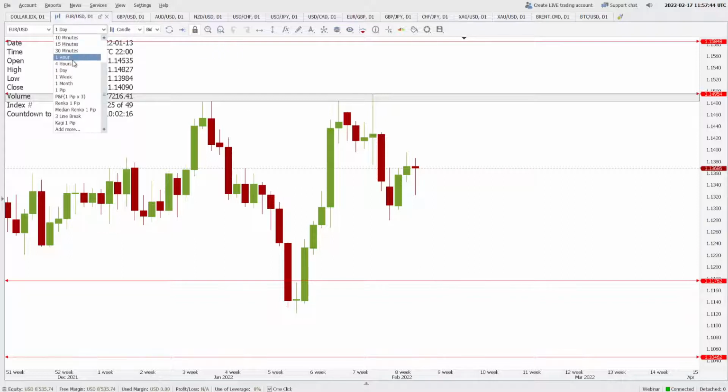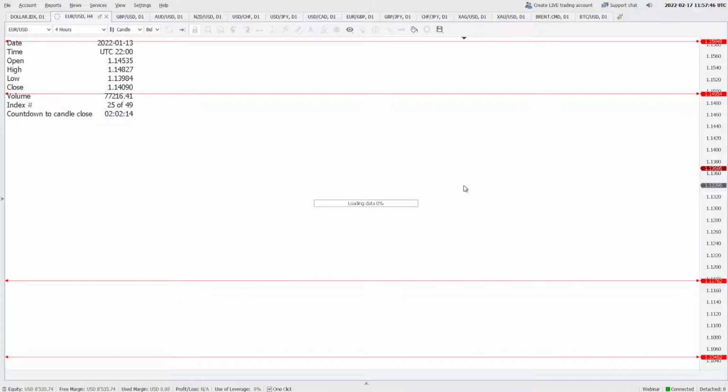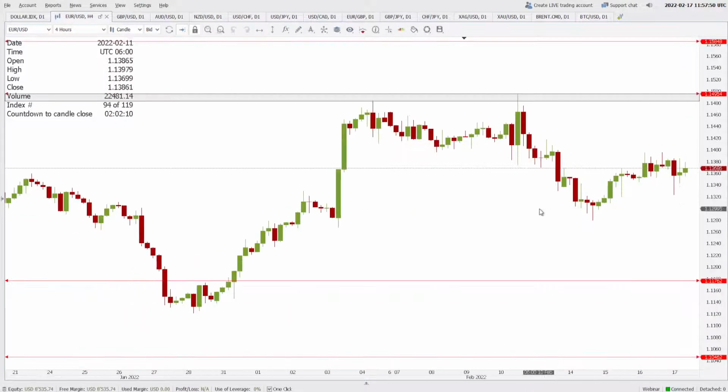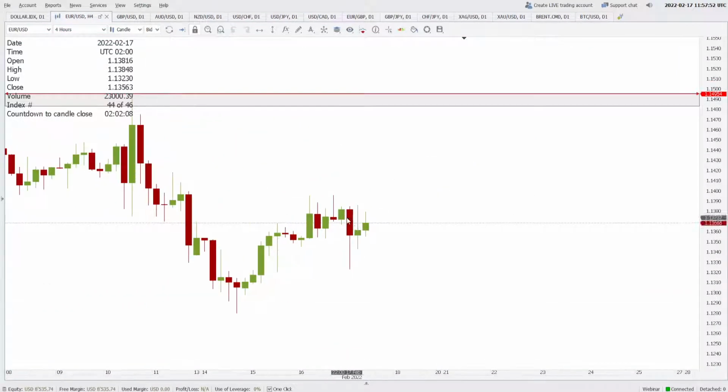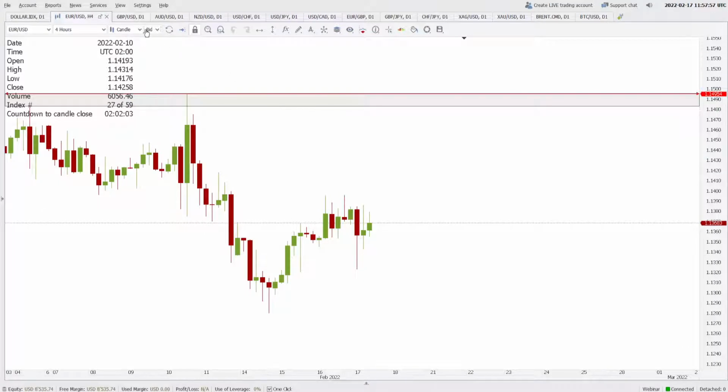If you switch to 4 hourly, I think you will see a V-shaped recovery in the 4 hourly today. When the price went down, it was immediately bought back to push the prices higher.